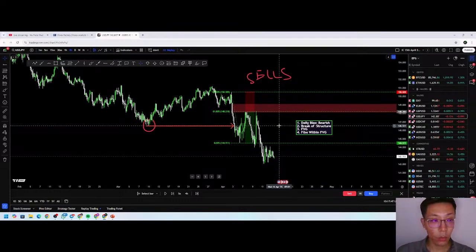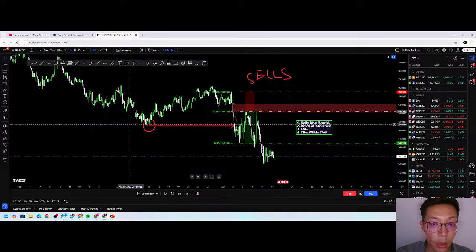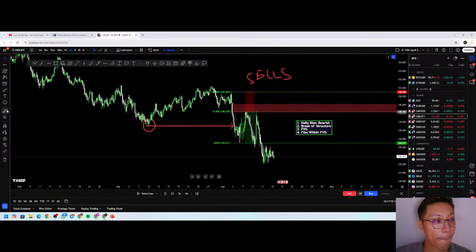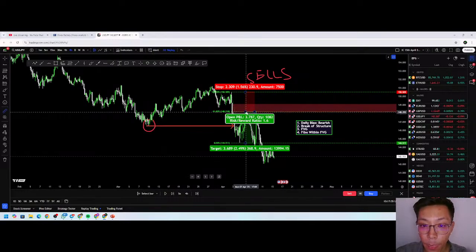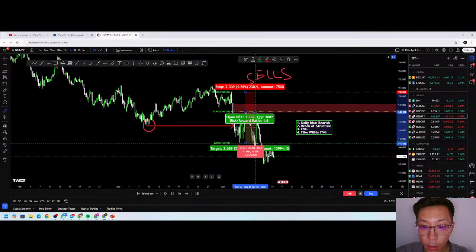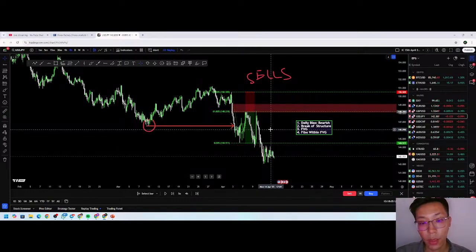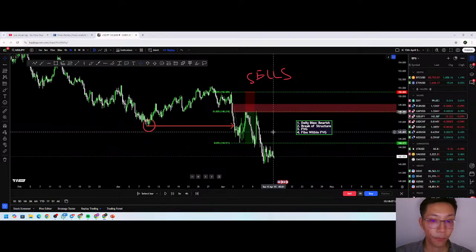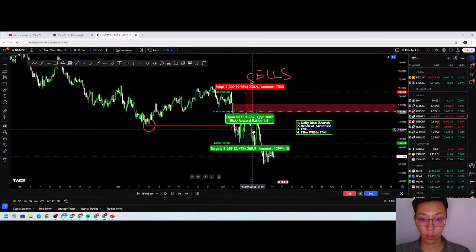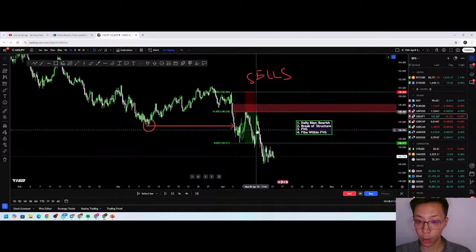And then you will only have to hold your trade for about, let's see, how long did this take? It took about 1 day, 16 hours, close to 2 days. We'll just take it as 2 days, right? So 2 days to achieve, how many pips is this?